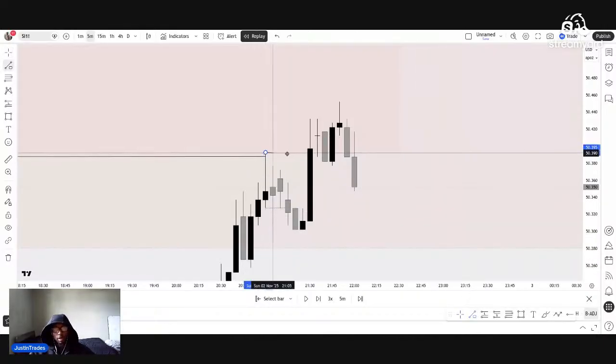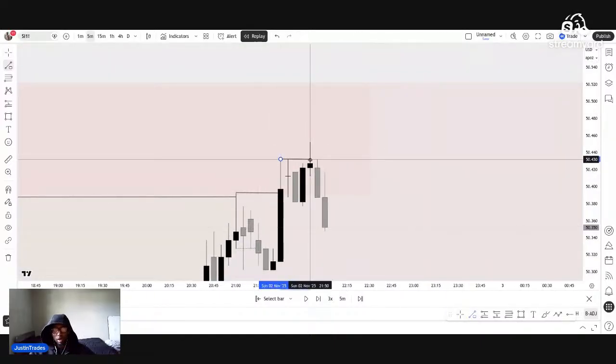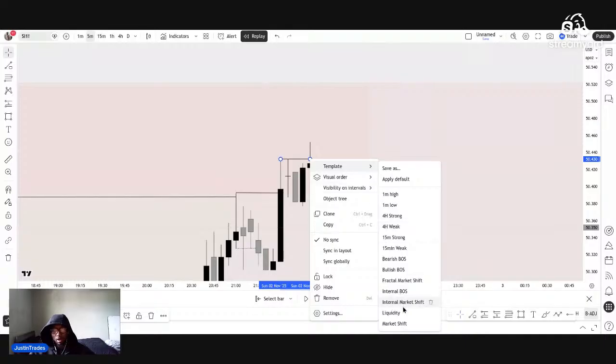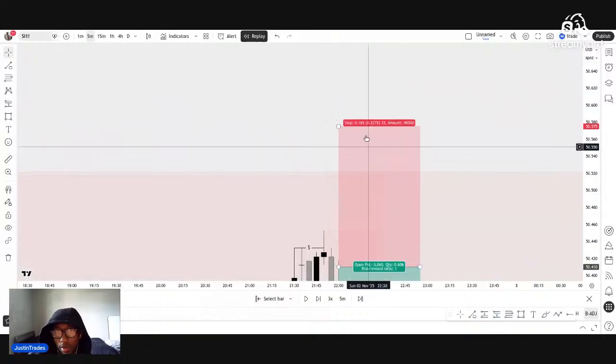All right. Price continued to go up with a lot of bullish momentum, going up even higher, sweeping liquidity here. And that's what I was looking for: a liquidity sweep inside of the zone. It gave me a fractal market shift. And this is my entry. So guess what? Actually, I would have entered right here. This is my entry.